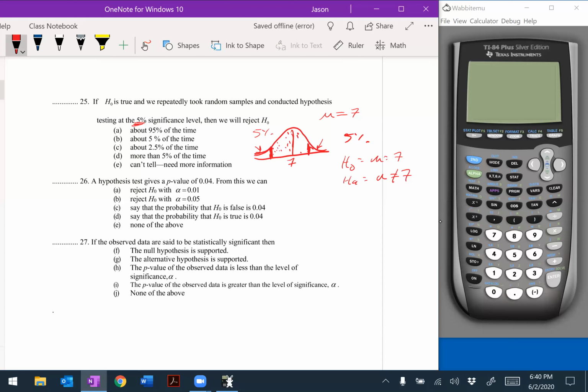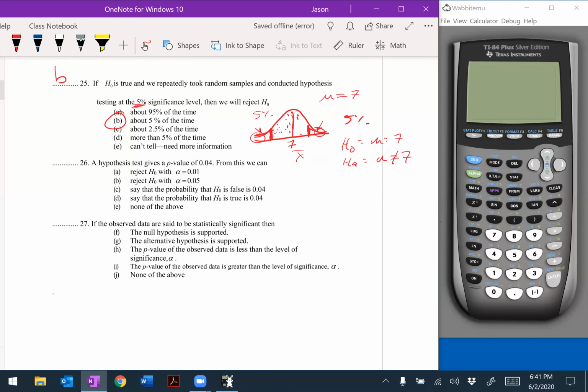Our x-bar is too skewed, so that we fall in these regions here, and so we would falsely reject only 5% of the time. There's a 5% chance that we could be wrong. There's a 95% chance that we're right, but there's a 5% chance that we are wrong. So we would reject about 5% of the time.